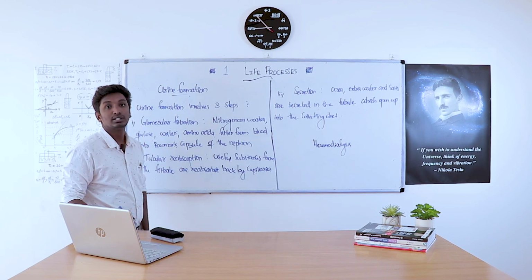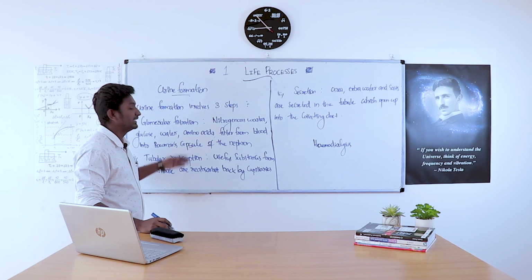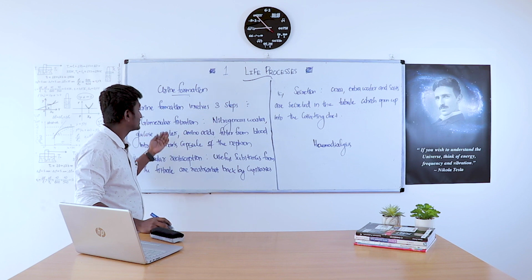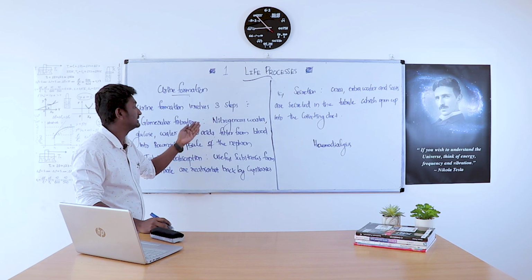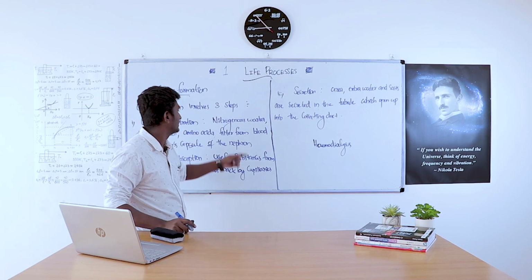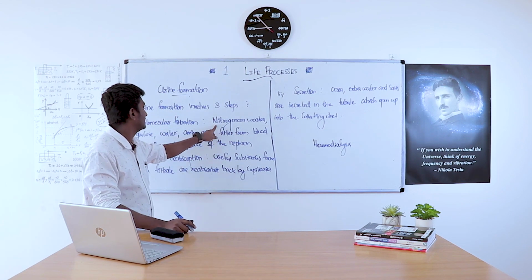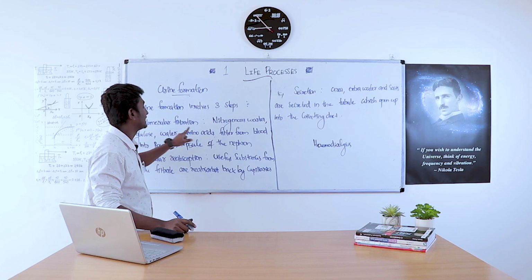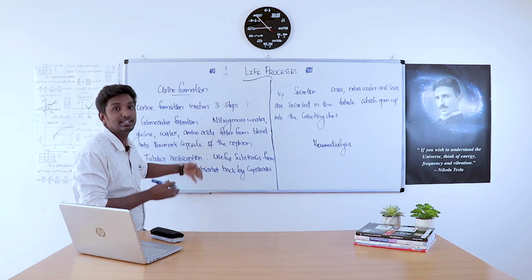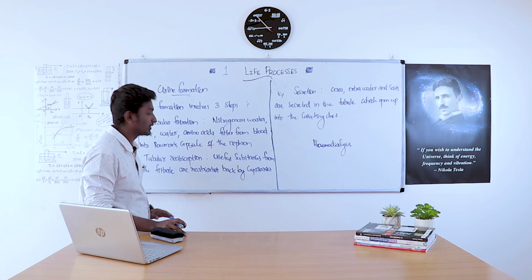The first one is glomerular filtration. In glomerular filtration, nitrogenous waste, glucose, water, amino acids, etc. are filtered from the blood into the Bowman's capsule of the nephron.